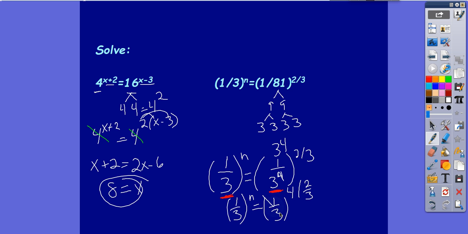The bases are the same. I get n equals 4 times 2/3. So n is equal to 8/3.